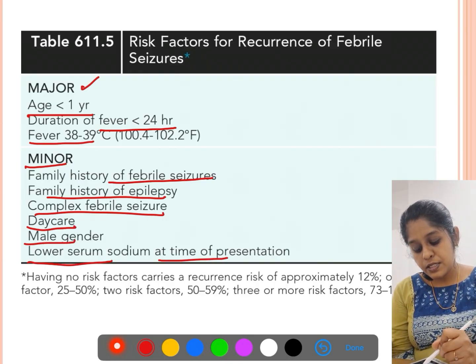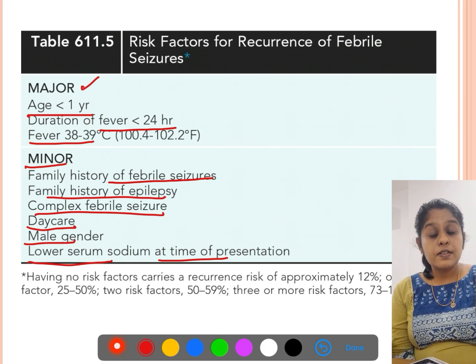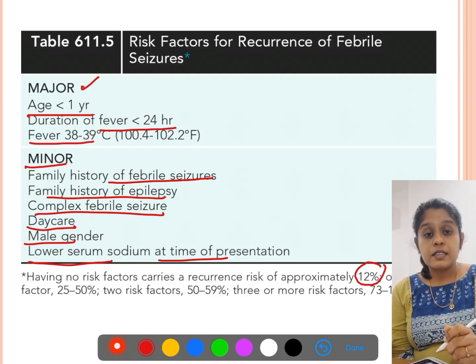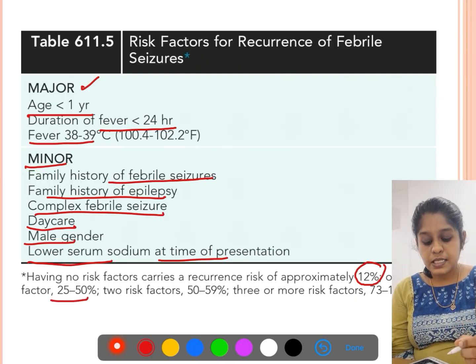Here we have to see that having no risk factors carries a recurrence risk of 12%. So even if a patient doesn't have a risk factor, there is a recurrence risk of 12%. With one risk factor, the recurrence risk is 25 to 50%.